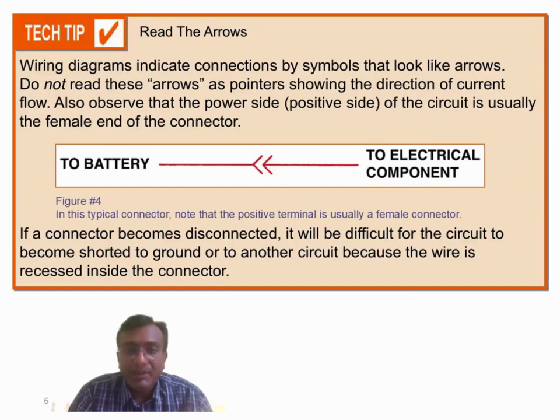Now in this diagram, as you see, this is a battery, this is the electrical component, and here we have these two arrows. Some students may get confused that the arrow represents the flow of electricity, but this is not the case. It represents the type of connector. This one is for the female connections, and this is for the male connections. As you know, current always flows from the battery to the component.